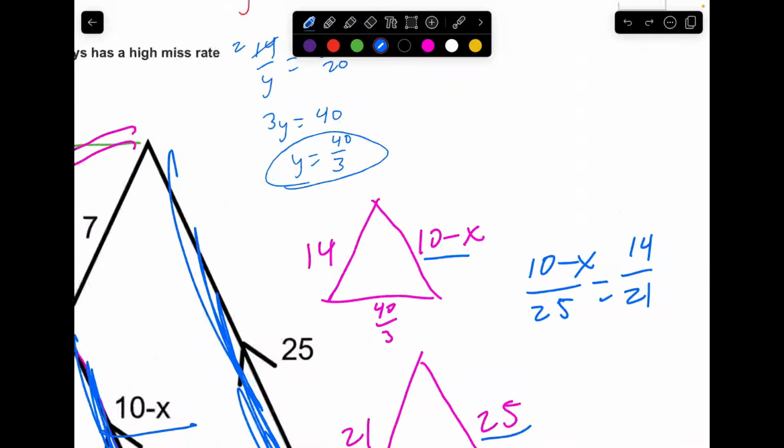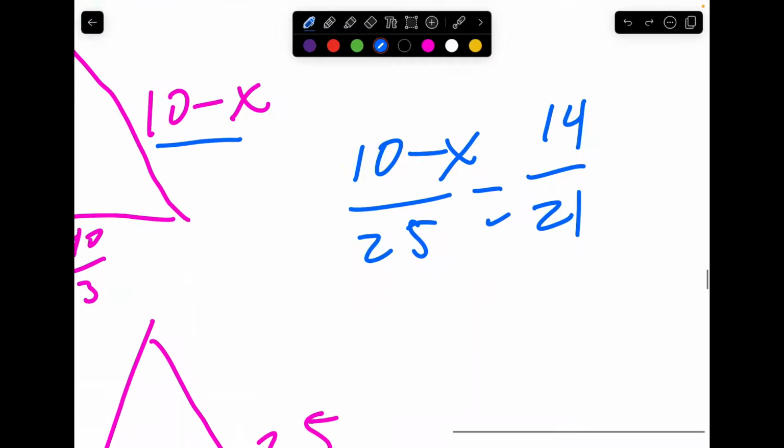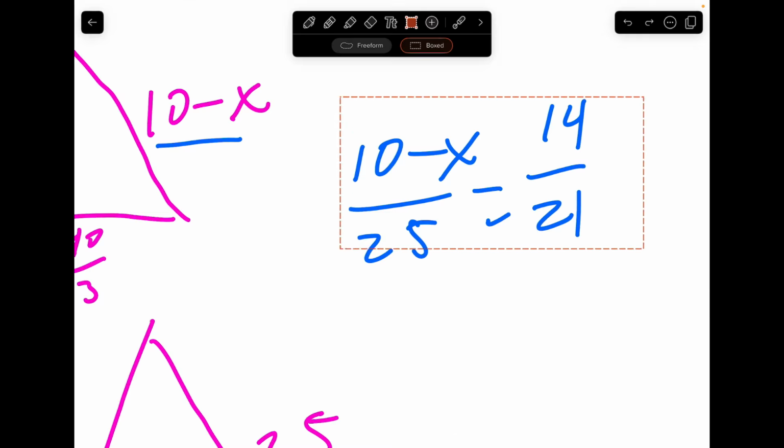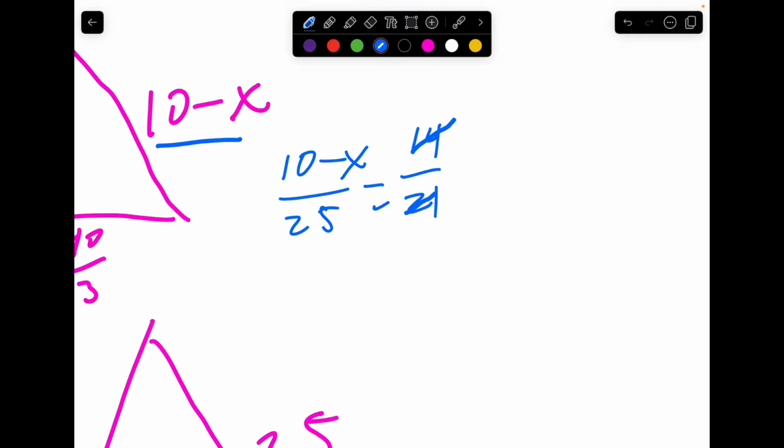Also, one quick note I should have said earlier: how do we make sure you have the same setup as me? Did you do the same cross products? If you did, you wrote the same thing I did. Check your cross products. Okay, so let's actually solve the proportion now. Reduce 14 and 21 is 2 thirds. And that's all we can do.